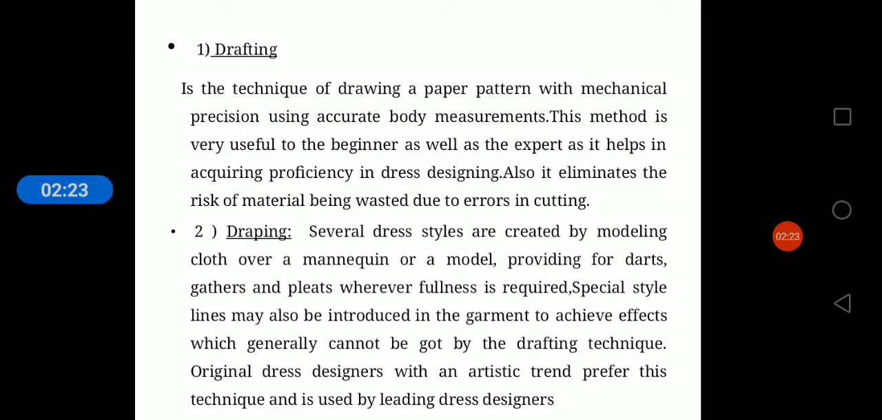And draping: several dress styles are created by modeling cloth over a mannequin or model, providing for darts, gathers and pleats wherever fullness is required. Special style lines may also be introduced in the garments to achieve effects which generally cannot be got by the drafting technique. Originally, dress designs with artistic trends prefer these techniques, and it is used by leading dress designers. Draping is nothing but dress styles created by modeling.